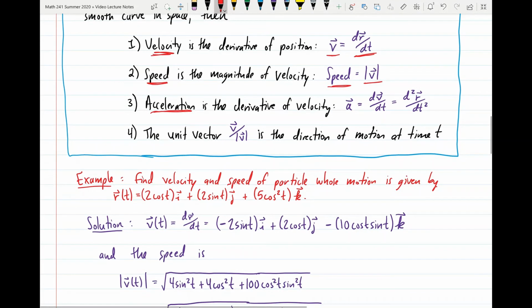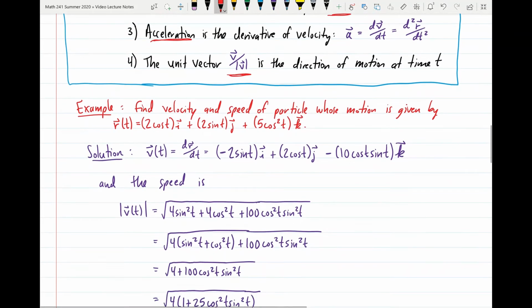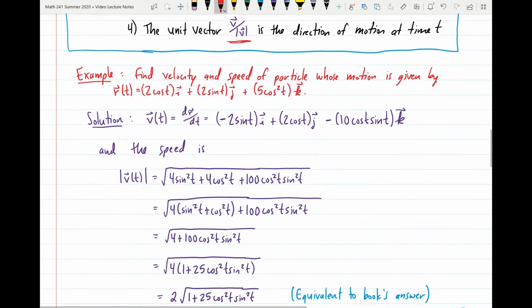And lastly, the unit vector that we get when we take the velocity function and divide it by the speed function will give us the direction of motion at time t. So here we're basically just taking away the magnitude of the velocity, and we're only worried about the direction the particle is moving in, and that's going to be called the direction of motion of the particle at different times t. All right, let's move into an example.